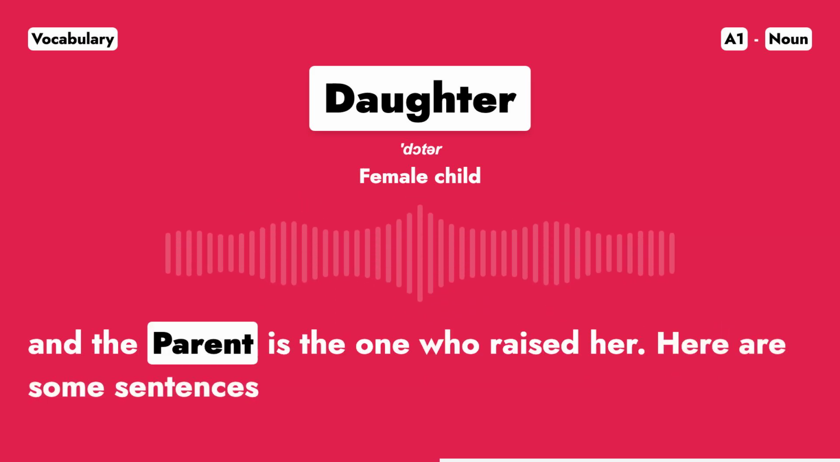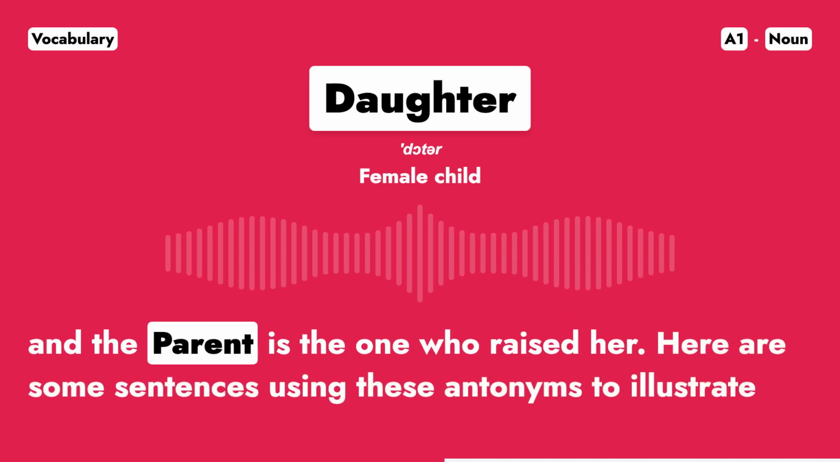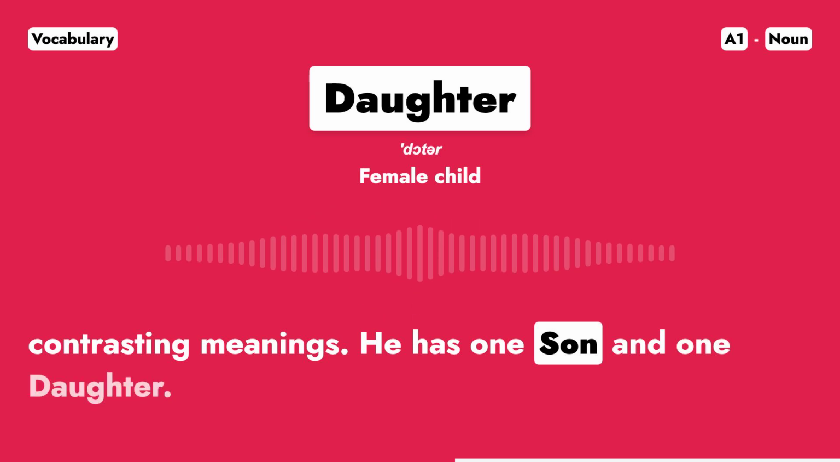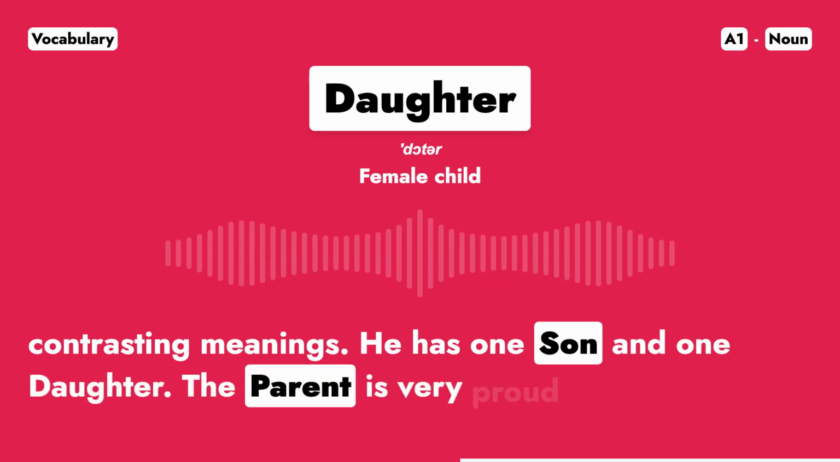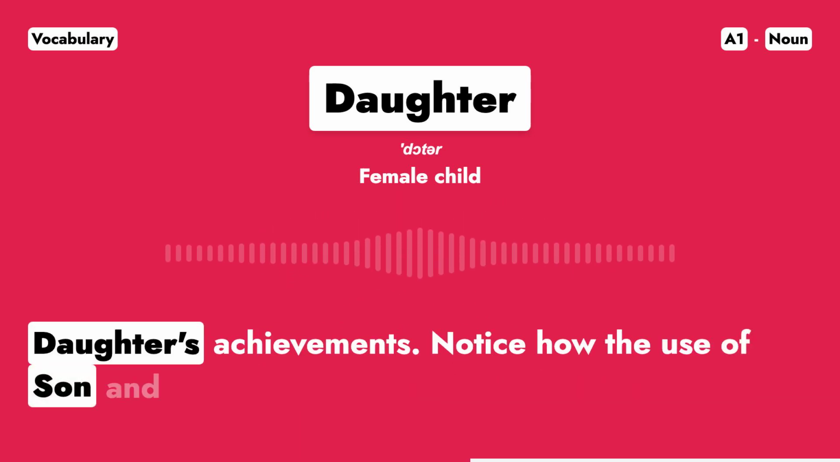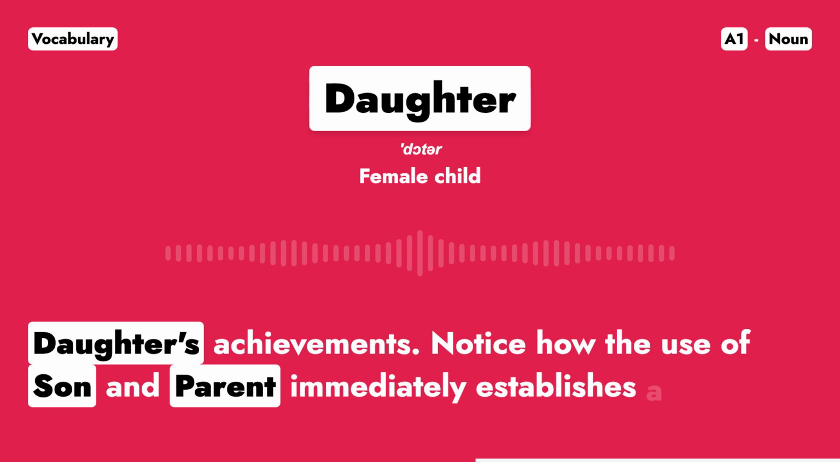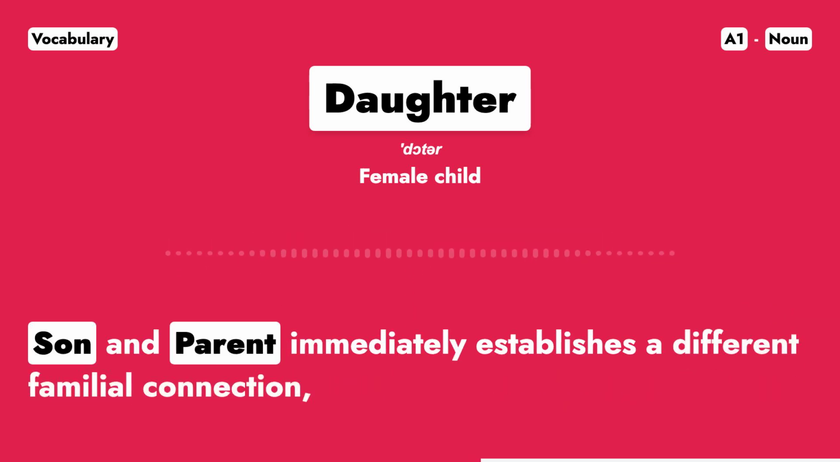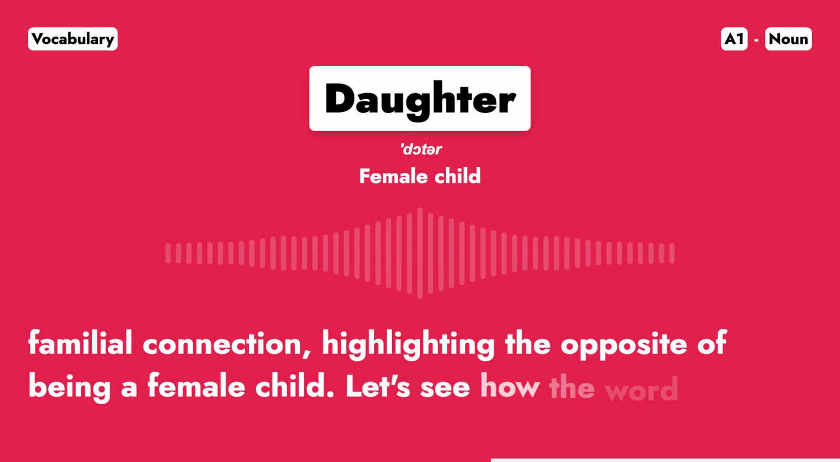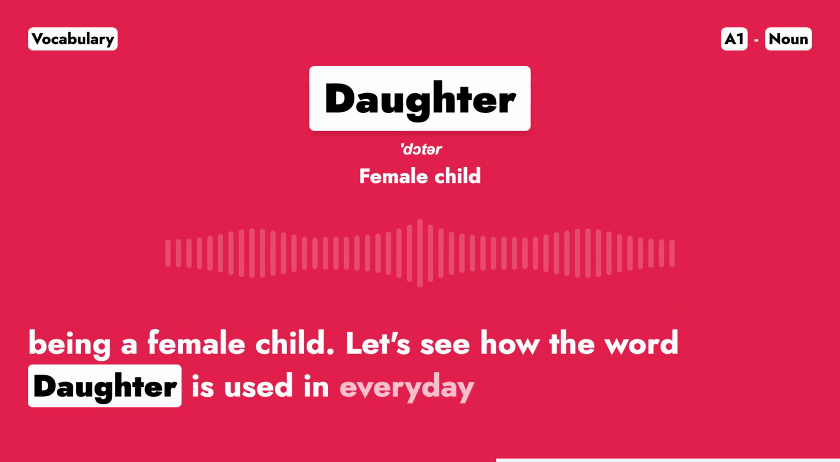Here are some sentences using these antonyms to illustrate the contrasting meanings. He has one son and one daughter. The parent is very proud of their daughter's achievements. Notice how the use of son and parent immediately establishes a different familial connection, highlighting the opposite of being a female child. Let's see how the word daughter is used in everyday life.